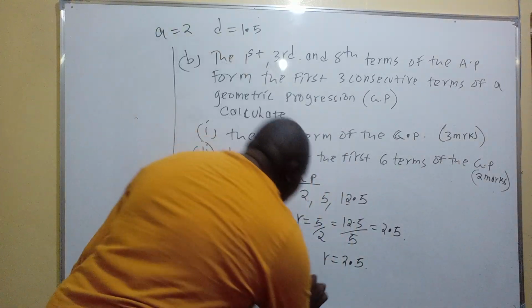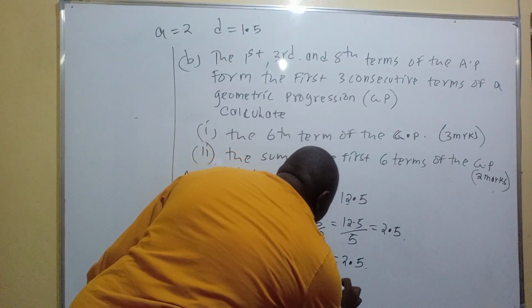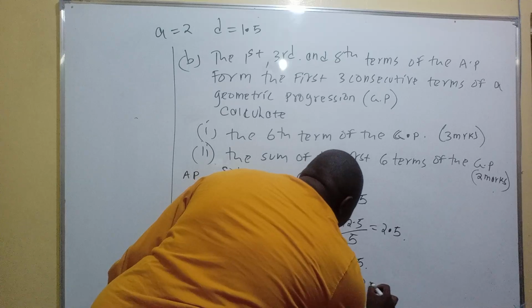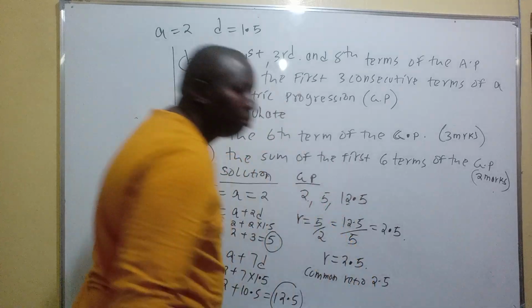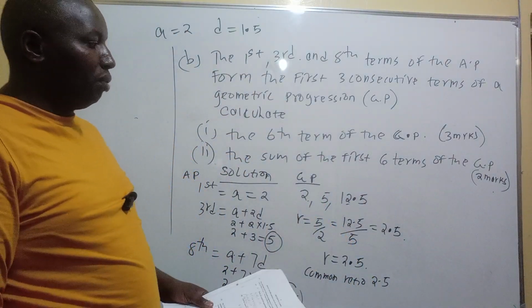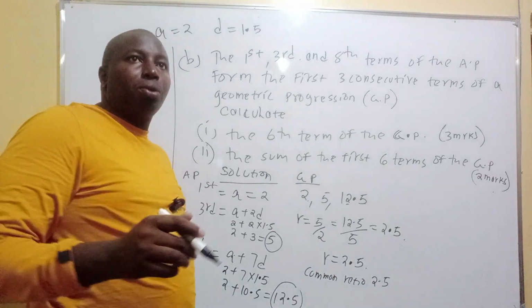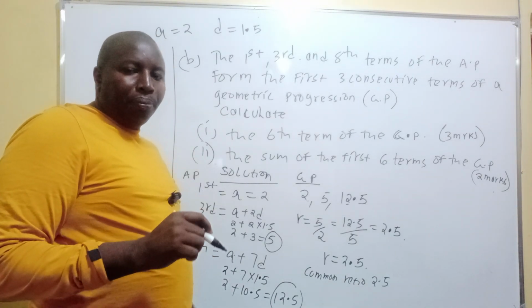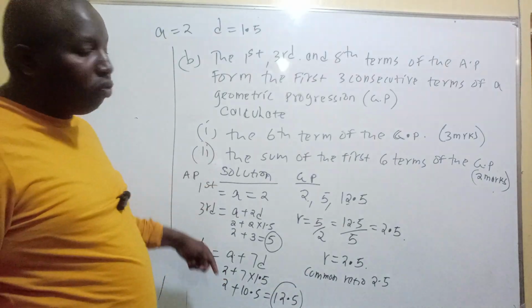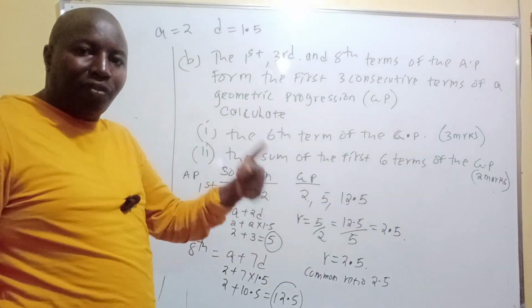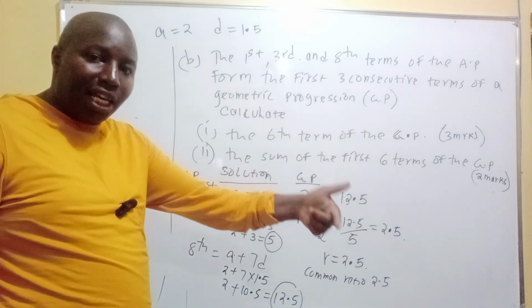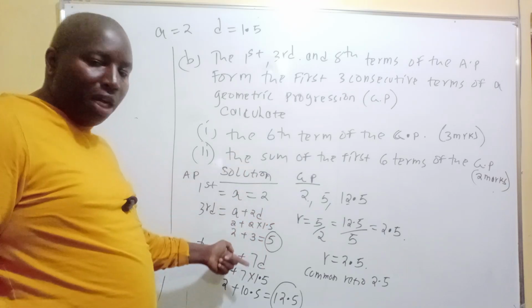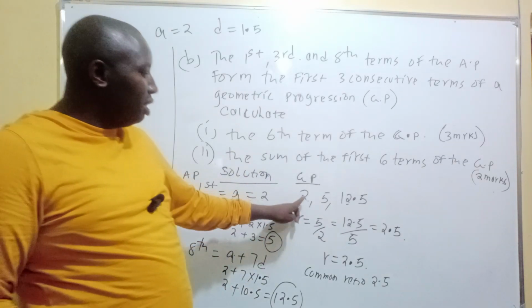And this R is the one that we call the common ratio. The common ratio in this question is 2.5. So therefore, that's how you move from AP to GP. You first of all take the first, third, and eighth terms of the AP. They form a GP.